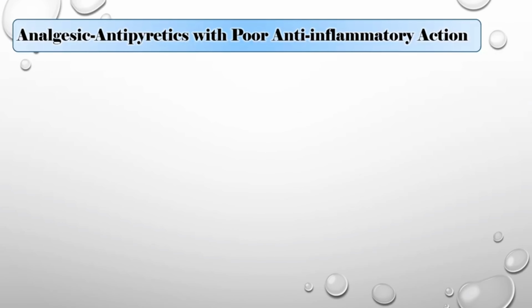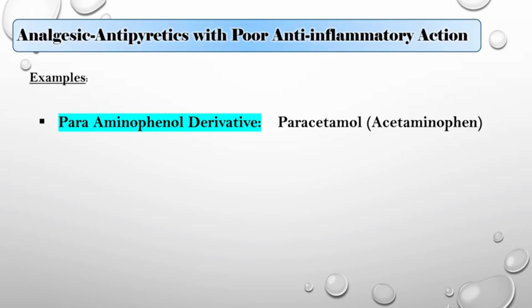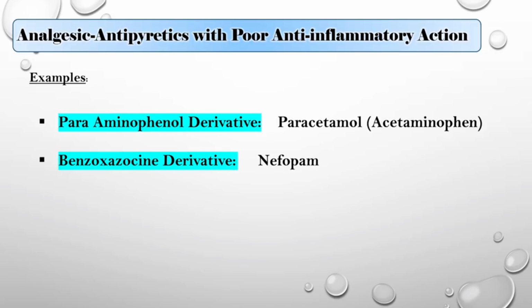Next, analgesic antipyretics with poor anti-inflammatory action. Examples include para-aminophenol derivative. Example paracetamol, which is also called acetaminophen. And benzoxazocine derivative. Example nefopam.